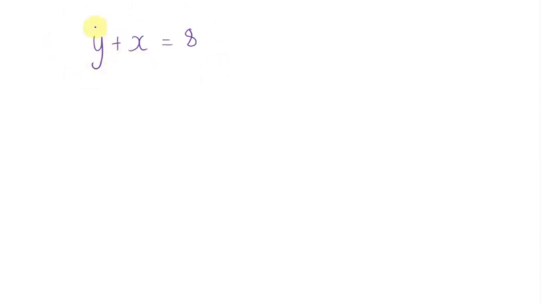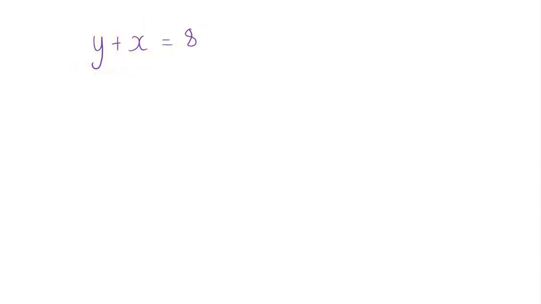If y is equal to 5, then x could be 3. If y was 1, then x could be 7. If y was minus 2, then x could be 10. If y was a half, then x could be 1.5. No matter what we choose y to be, there's always going to be an x value that we can choose to make our equation equal to 8.